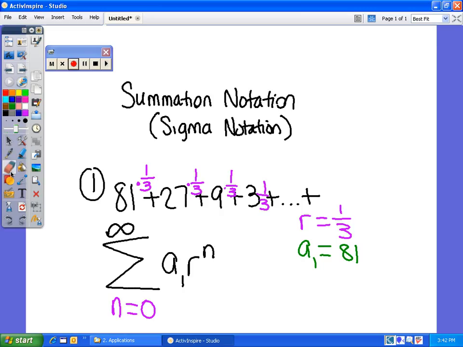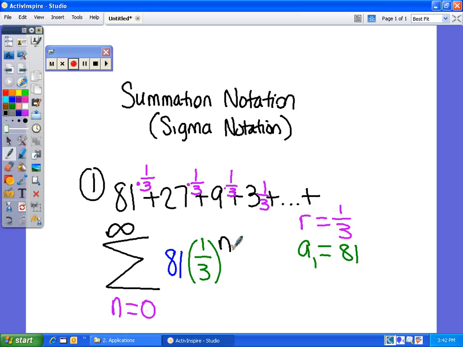So I'm going to replace the a sub 1 with 81. I'm going to replace the ratio with 1/3, and the n will stay the same, because we are not doing anything with the n.